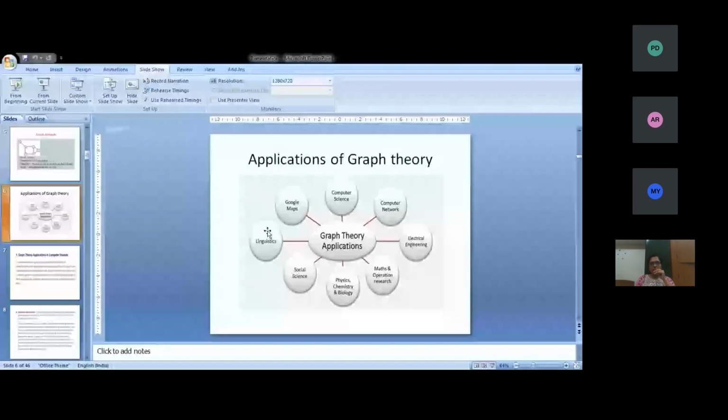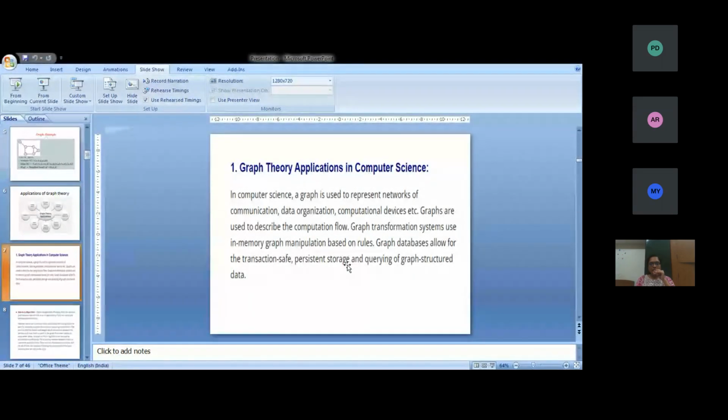Next we go to the main part of this presentation, that is applications of graph theory. It has vast applications in many fields. If I take graph theory as a middleman, we can see it is used in Google Maps, computer science, networking, electrical engineering, maths and operations research, physics, chemistry, social science and linguistics. This is a pictorial representation of where graph theory is used. We'll see this in detail.